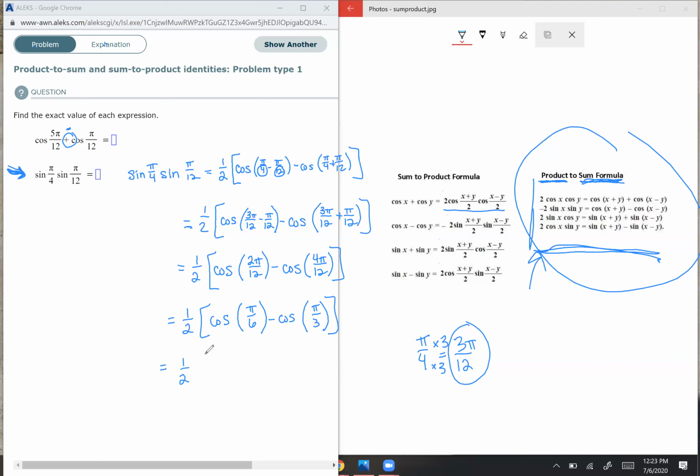All right, now we put in what we know, guys. What is the cosine of pi over 6? That's root 3 over 2. What's the cosine of pi over 3? That's 1/2.